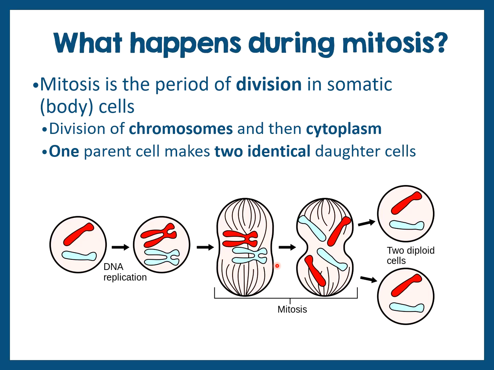And eventually you will have 2 copies of the parent cell. Each daughter cell has a copy of every single chromosome. So you can see here, these two daughter cells at the end have the same chromosomes as each other and as that original parent cell.